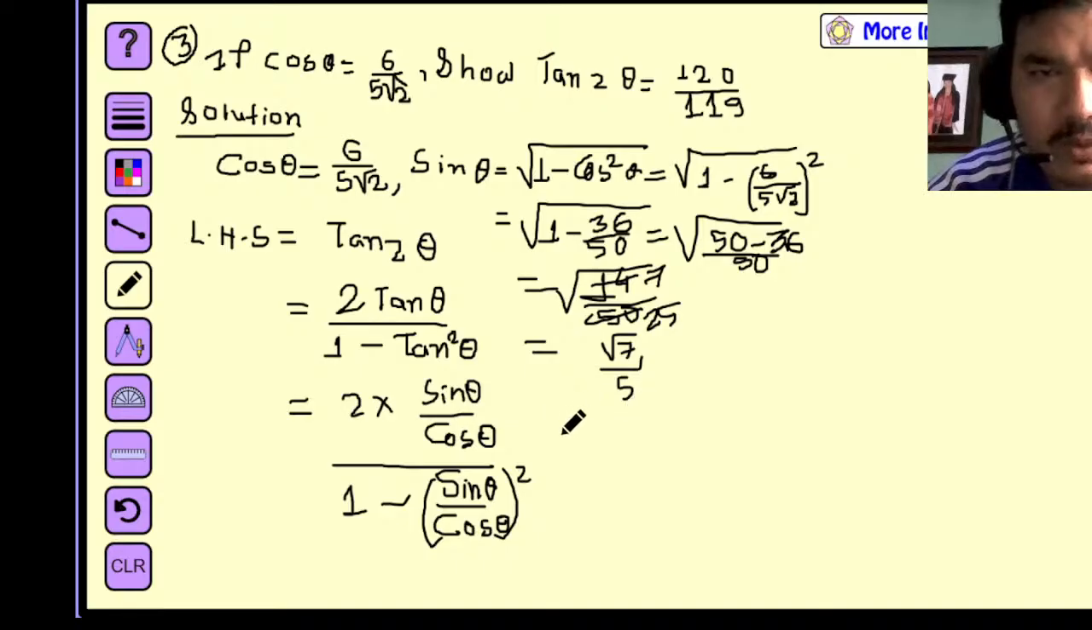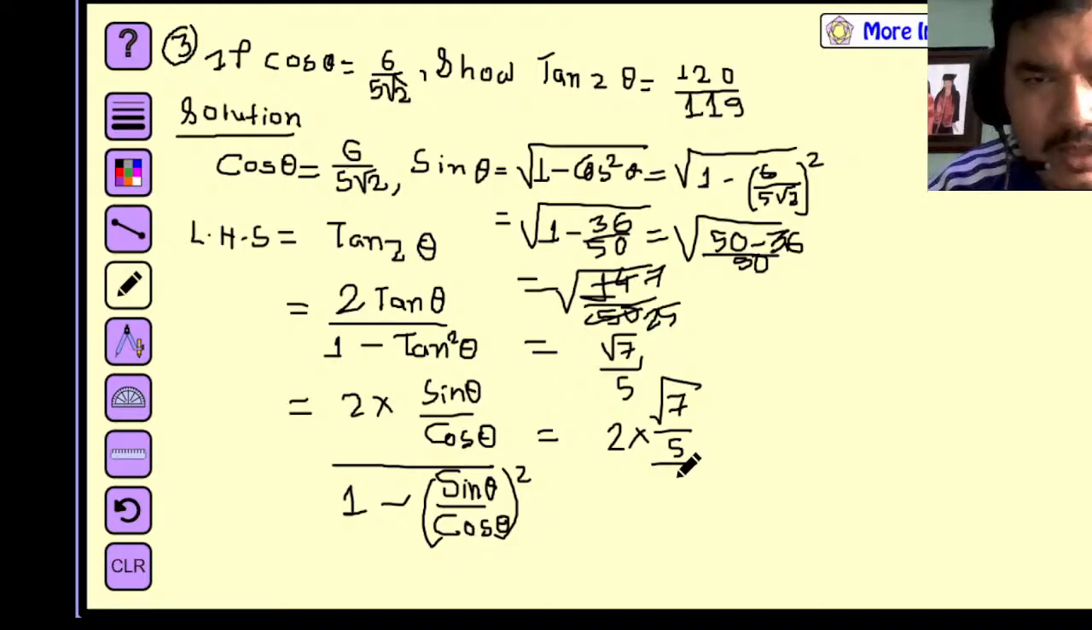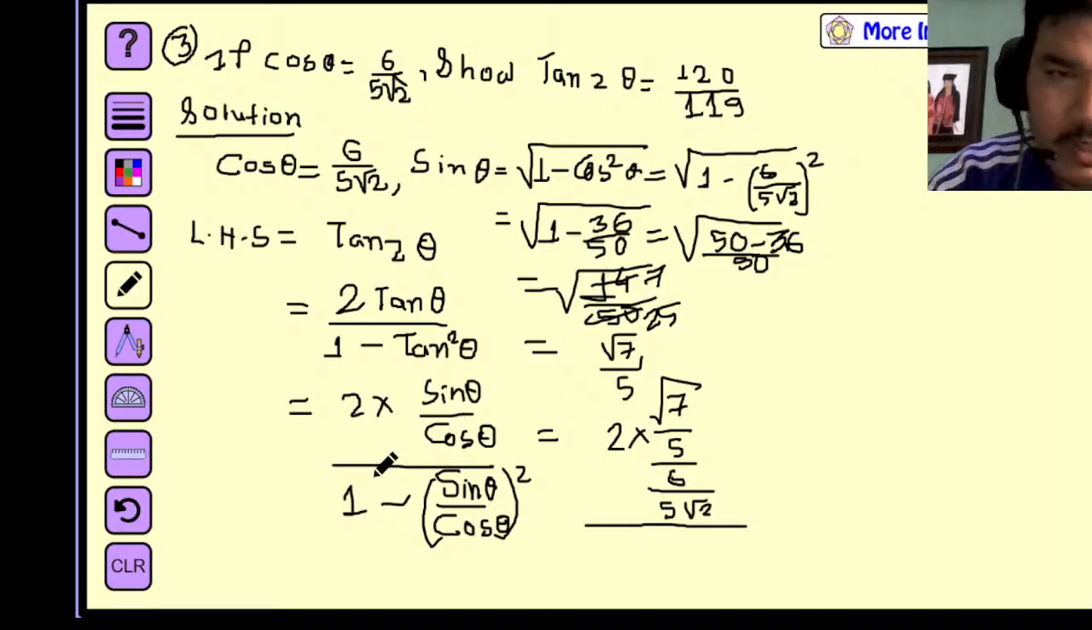Now look, Celine, after this what you have to do: I am solving this side because we already have the values of cos theta and sin theta. Now we can put them here. 2 into sin theta, which was just now square root 7 by 5, and whole upon cos theta, which is already given, 6 by 5 square root 2. Then the same thing we can apply here.